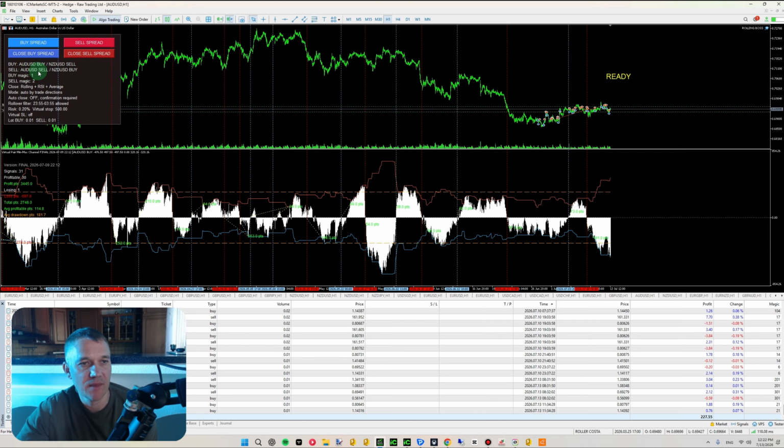Out USD. I sold the New Zealand dollar against the USD and I bought the Australian dollar against the USD. In this way, two trades are opened with one button. One currency pair is bought, the other is sold. I make money on the spread, on the divergence of these currency pairs. When I press buy, I will make a profit when the spread between them increases in this direction.